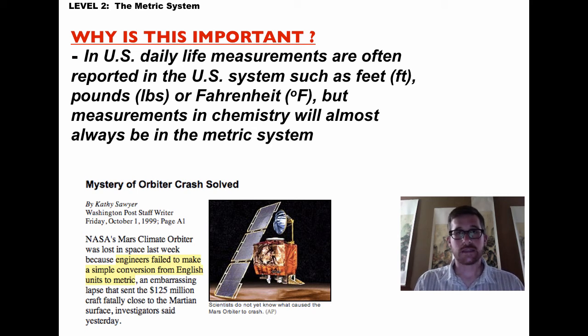So as scientists, we're going to use what the rest of the world has agreed upon to communicate, so we don't have errors like this. So we're going to use the metric system in our class. We're not going to use the US system of feet and pounds and Fahrenheit for those different measurements. Okay.